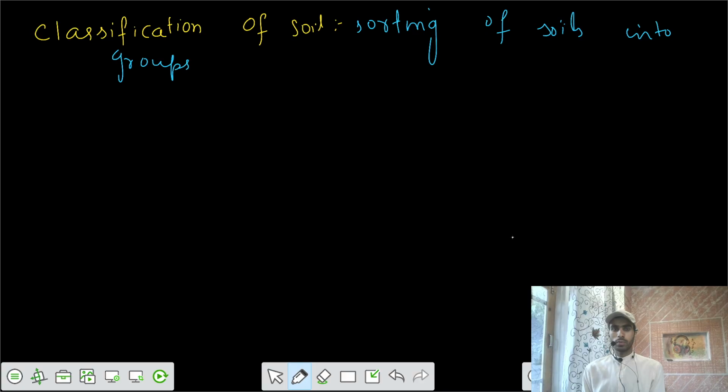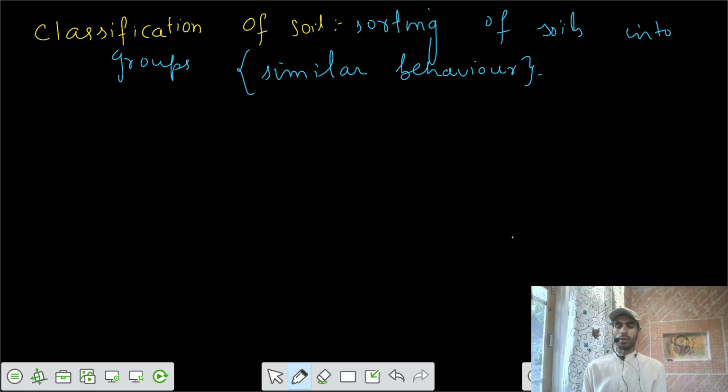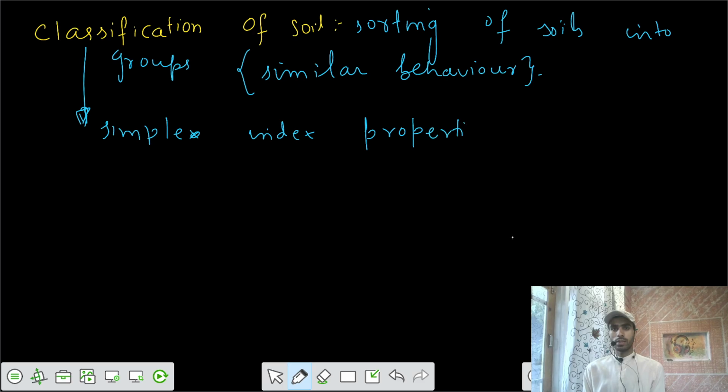The soils in a particular group would show similar behavior, similar character. So in one group they would show similar behavior, and according to similar behavior we classify the soil. We are going to classify the soil based on some simple index properties. We have studied the index properties, so based on those properties, we are going to classify the soils.